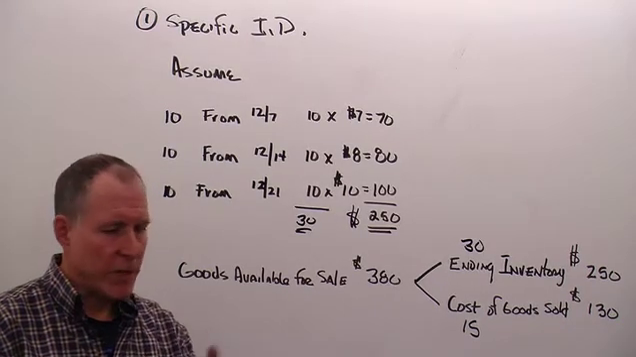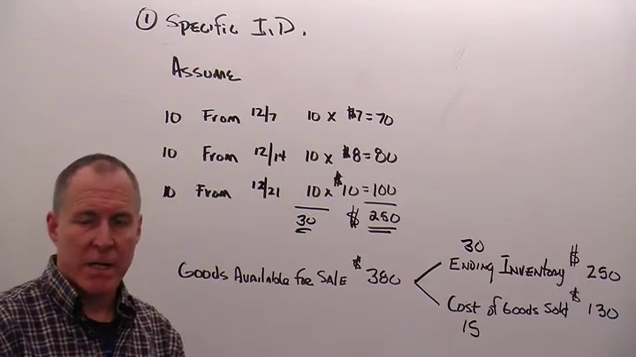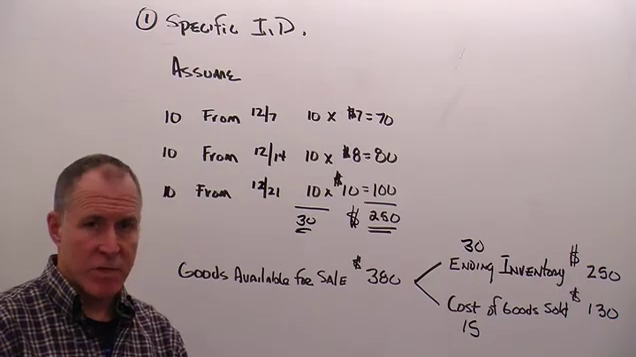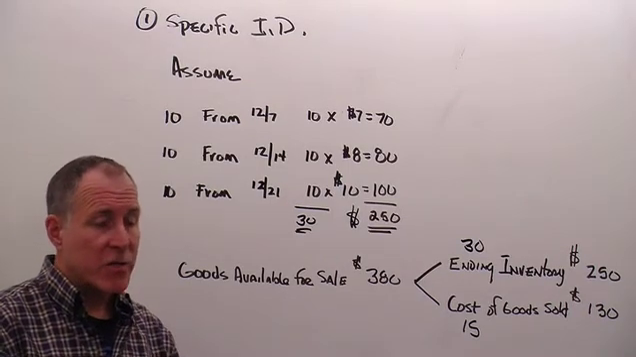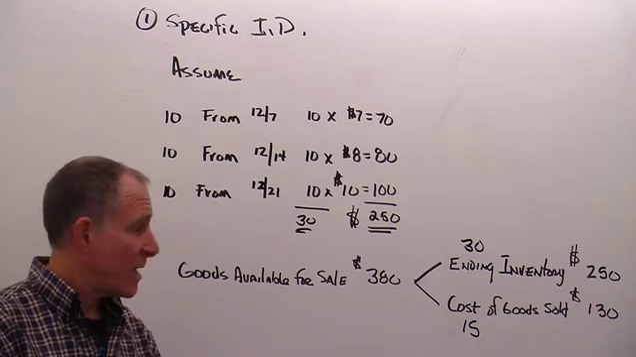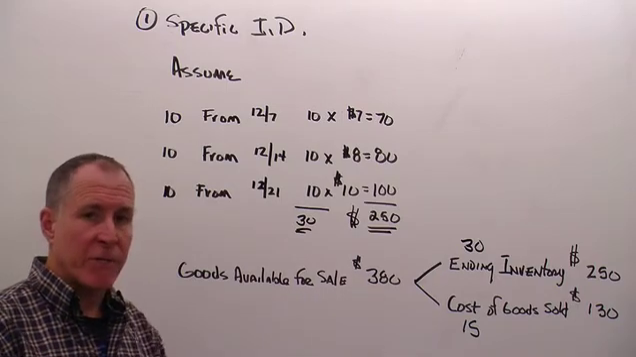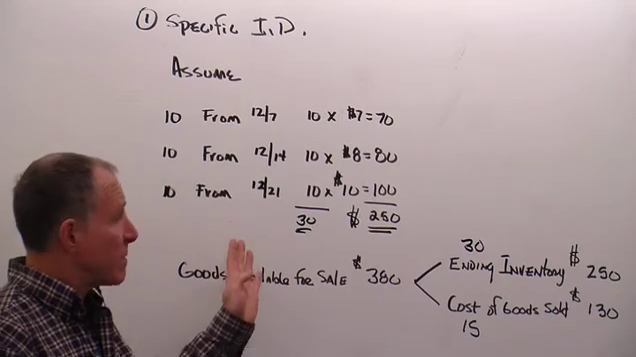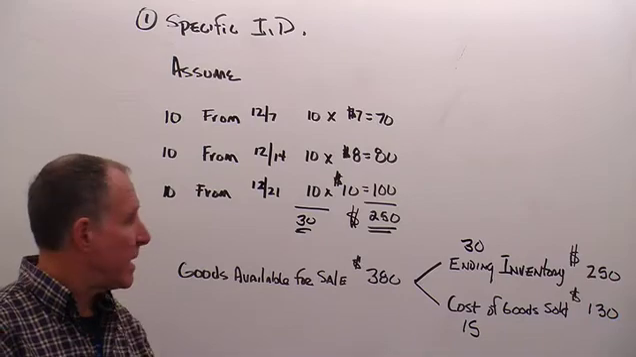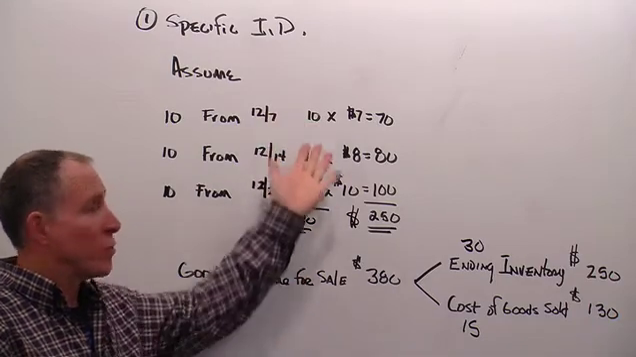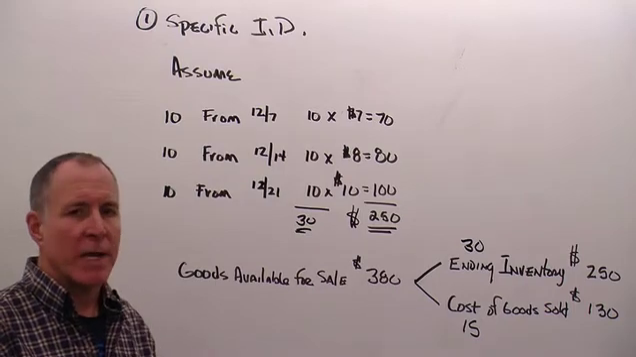Specific ID, we look specifically at it. Weighted average, we average the cost out. FIFO, first in, first out. LIFO, last in, first out. And so because we have different assumptions, this 380 is going to be allocated differently under the 4 assumptions. Specific ID, only used when we can specifically track these 30 units to when we bought them. We're going to come back in a minute. We're going to take a look at weighted average.